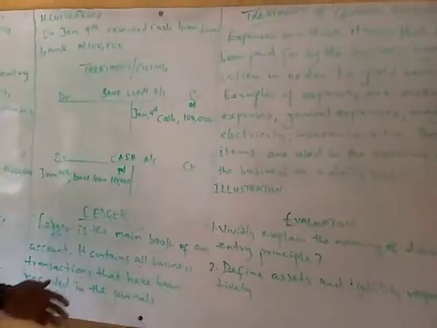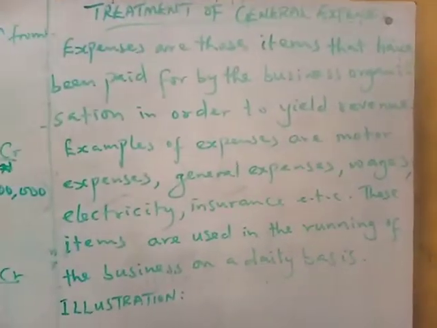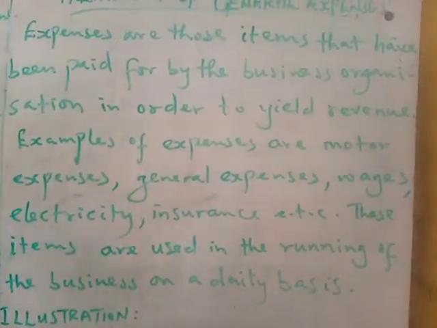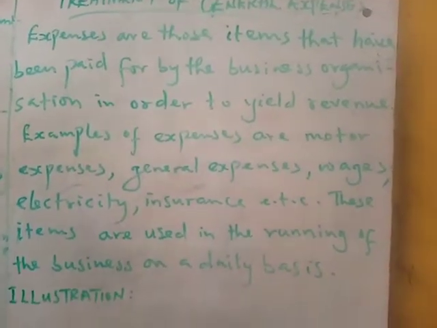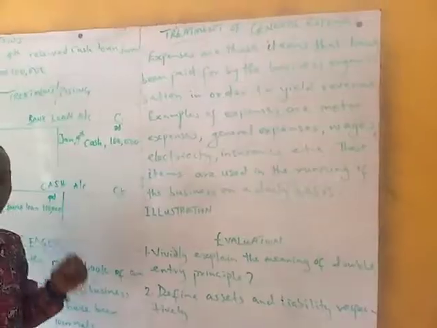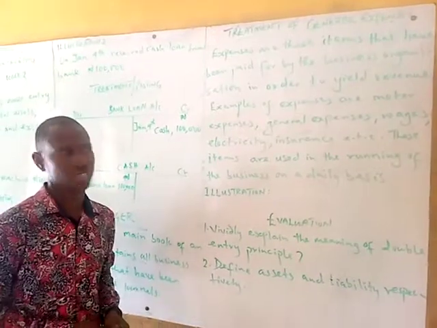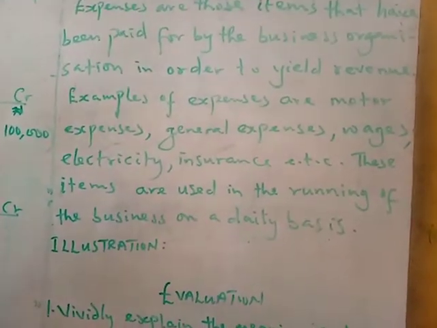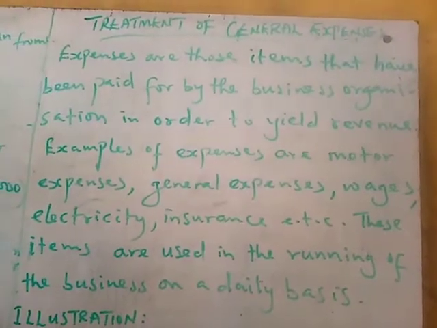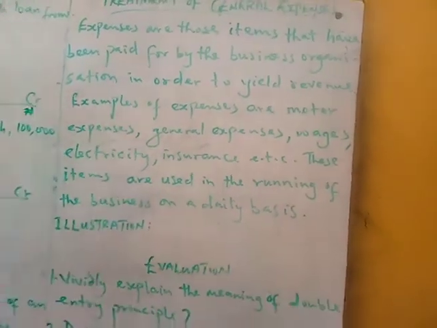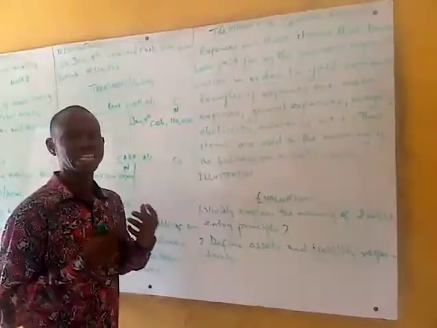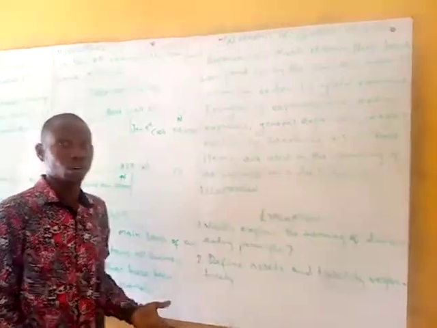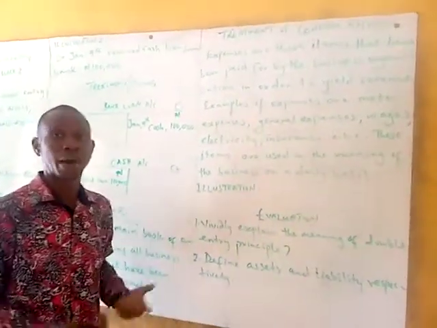Then having known that, let's see the treatment of general expenses. We say expenses are those items that have been paid for by the business organization in order to yield revenue. When a business is carrying out its operations, it has to incur some expenses for the smooth running of the business. Such expenses could include the electricity bill, insurance, the rent for the premises you are occupying if it's not owned by the organization, and the salary and wages you pay to your workers. But in all, your expenses are geared towards bringing in more revenue, because if you don't have your workers, nobody will work for you to sell those goods and make more money.